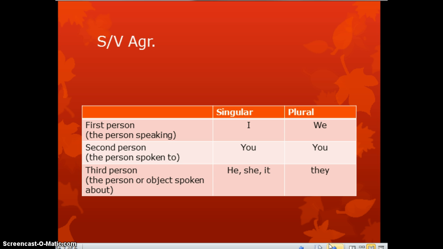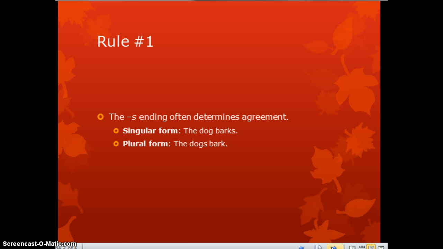And here are some rules that you can follow or look back on whenever you're writing to make sure that you have subject-verb agreement. The first rule: an S ending on a verb determines the agreement. So for a singular verb, you put S on it. For example, the dog barks. And for a plural form, the dogs bark, you would have no S on the verb.